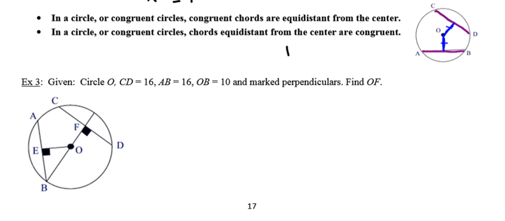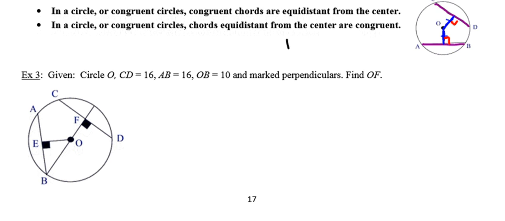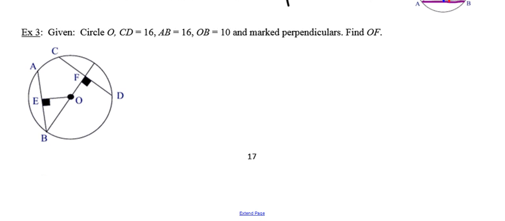Remember, we always measure distance along the perpendicular. So that means those blue and the purple are going to form right angles. Likewise, the reverse of that is also true. Anytime you have chords that are equidistant from the center, those chords are going to be congruent. All right, we'll see how we can apply some use of this in question number 3.